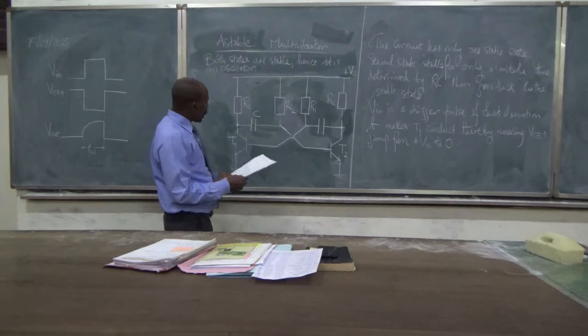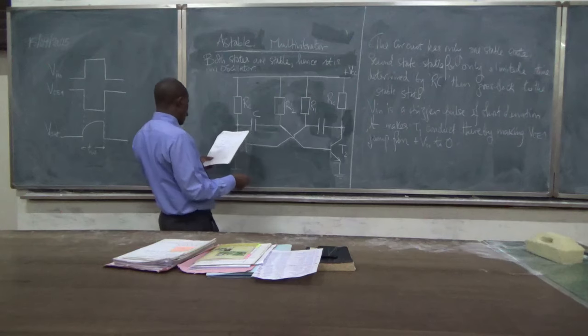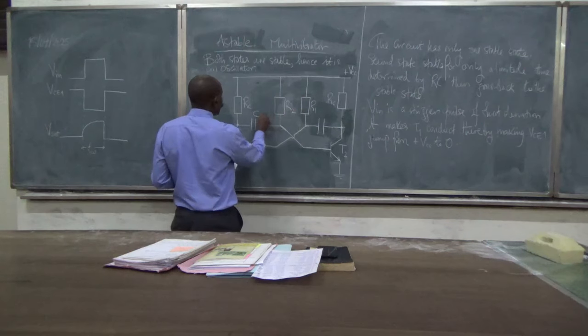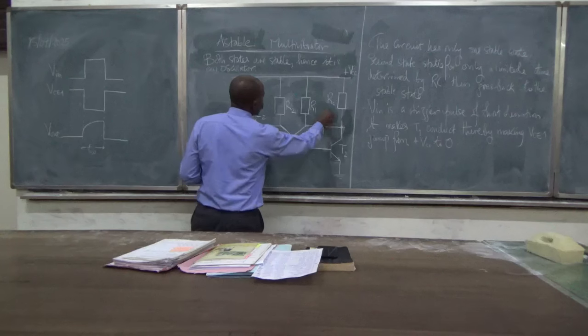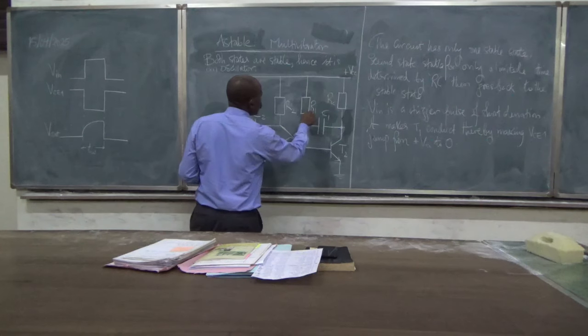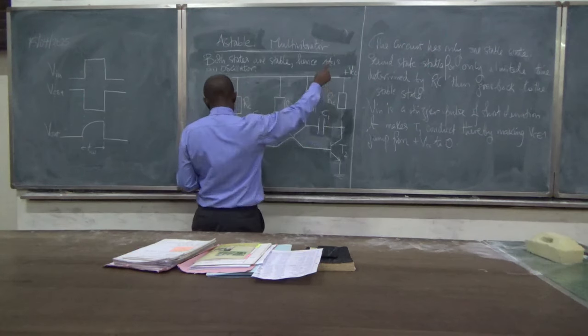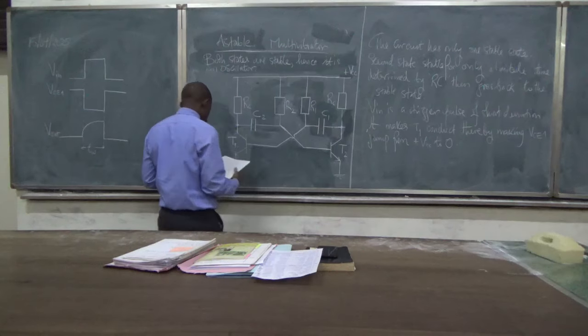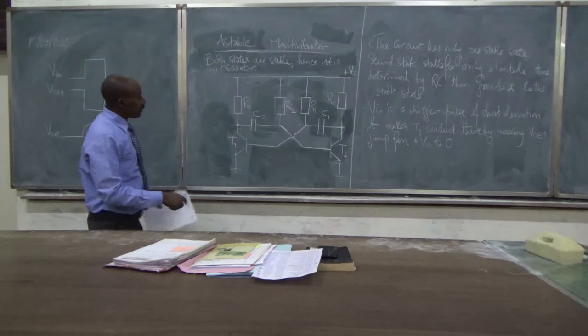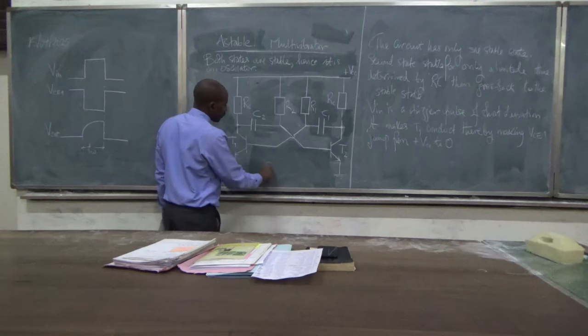So I just want to check whether everything is okay. This is for T2. This is C1 charged from R1. We still have positive VCC. And this is experiment D14.